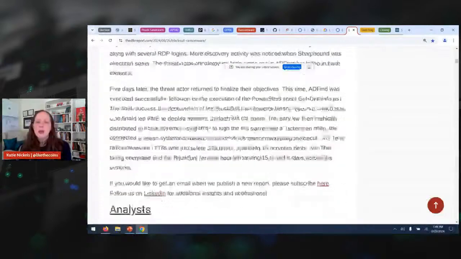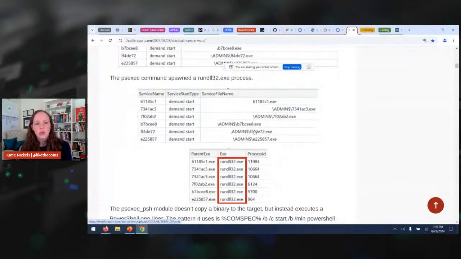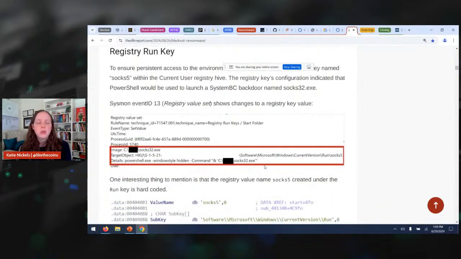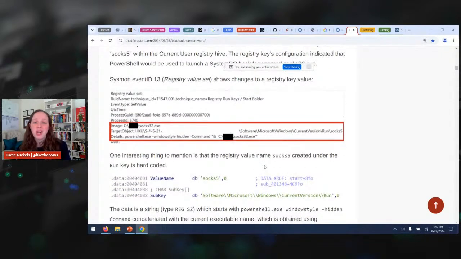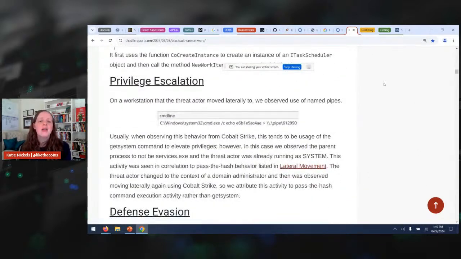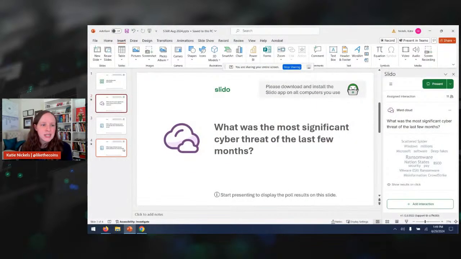So again, DFIR Report, awesome work here, worth diving into. I appreciate that they share the actual details. So if you are trying to write analytics or figure out what you should hunt for in your organization, there's a lot of rich detail here for you. Ransomware, I would argue, is a pretty significant threat.